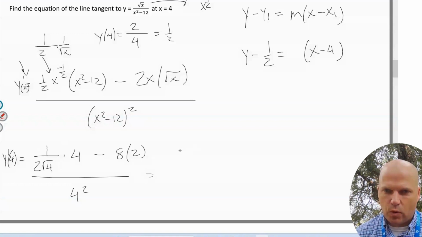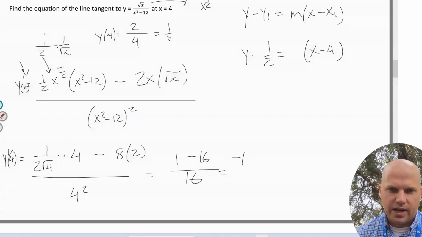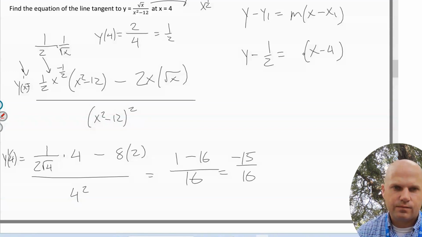This is a fourth times 4, which is 1. This is 1 minus 16 over 16. This is negative 15 sixteenths.